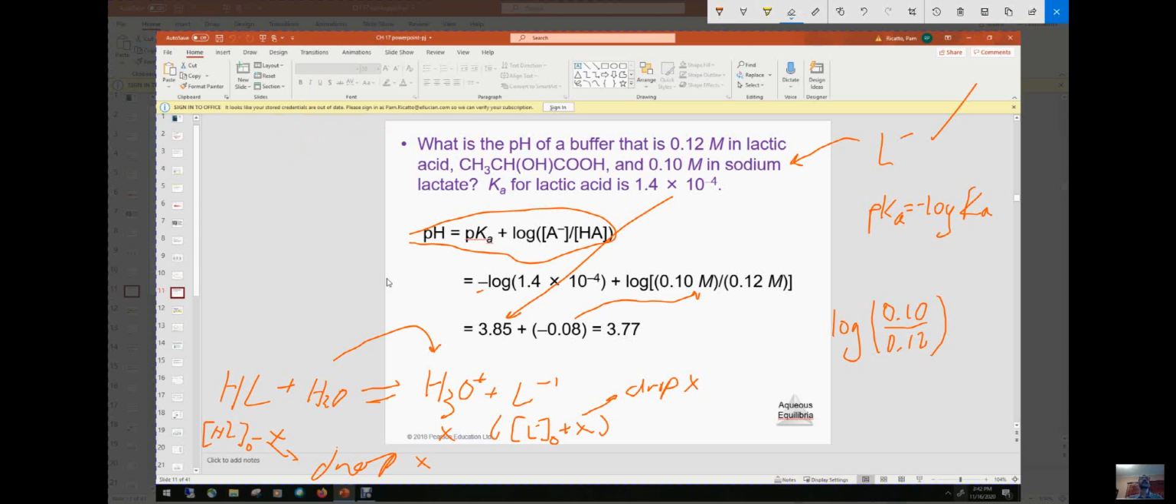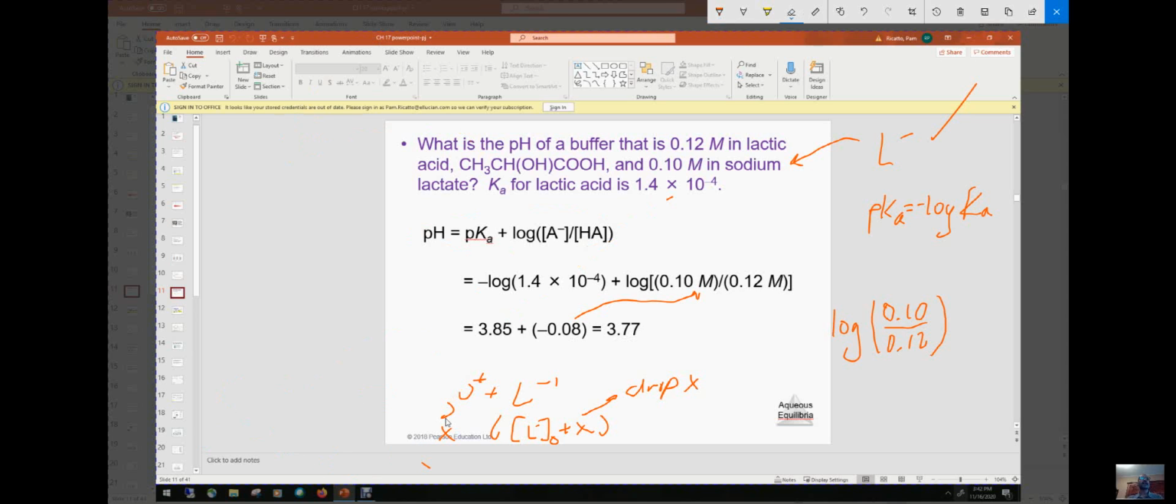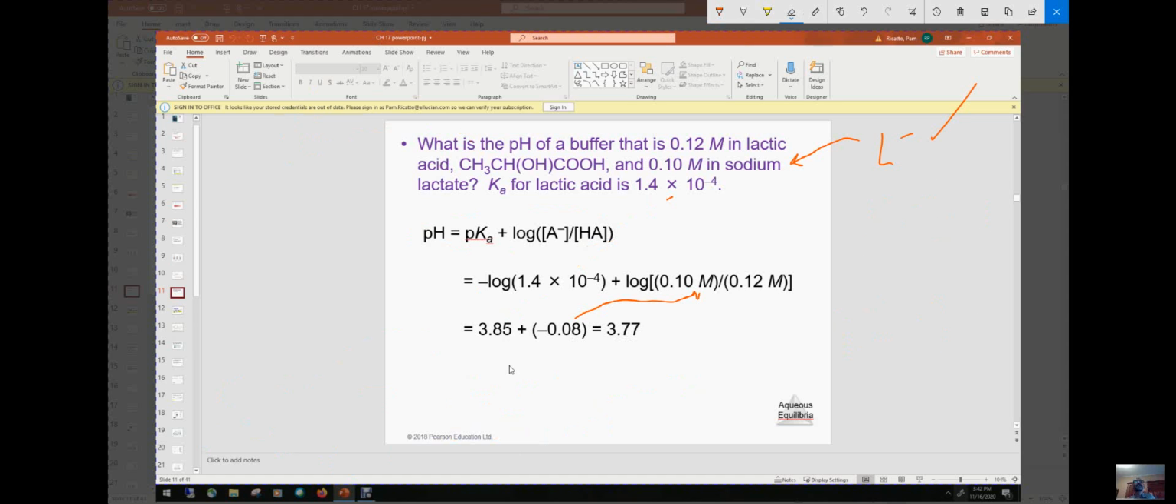What does make sense mean? Well, what makes sense to me is if I have a little bit more of the acid than the base, the pH should be lower than the pKa, right? And if I have a little bit more of the base than the acid, it should be a little bit bigger than the pKa. So which one is predominant? They're not tied, right? They're not both 0.1. I have a little bit more acid. So that's why I have to subtract from my pKa.